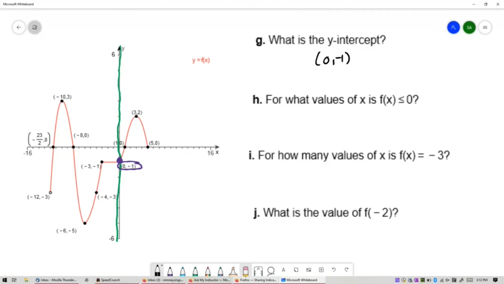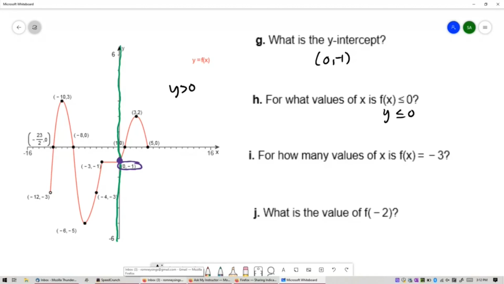On the next part, we want to know for what values of x is f of x less than or equal to 0. Remember that f of x is the same thing as y, so this is really saying y is less than or equal to 0. For what values of x is y less than or equal to 0? So I've got my y scale highlighted in green there, and I just want to remind you that all of the points that are above the x-axis will have y being greater than 0.